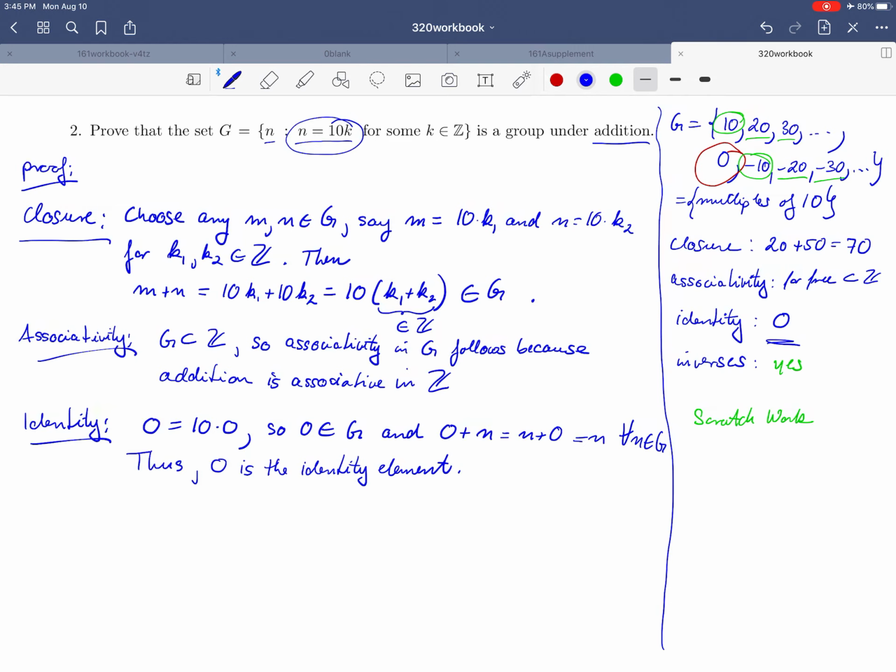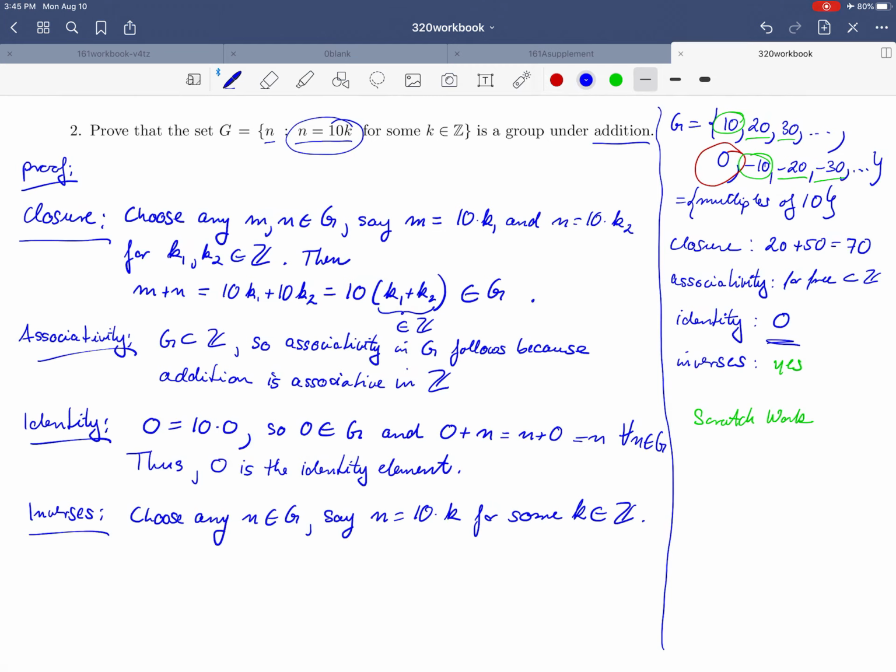So we have to show, first of all, that it's in G and that it behaves like the identity. And then inverses. We already identified how to find them, but we have to show that this works for any element in G. So let's choose any n in G. So again, let's say that n is equal to 10 times k for some k in Z. So this is just, again, describing what an element in G looks like.